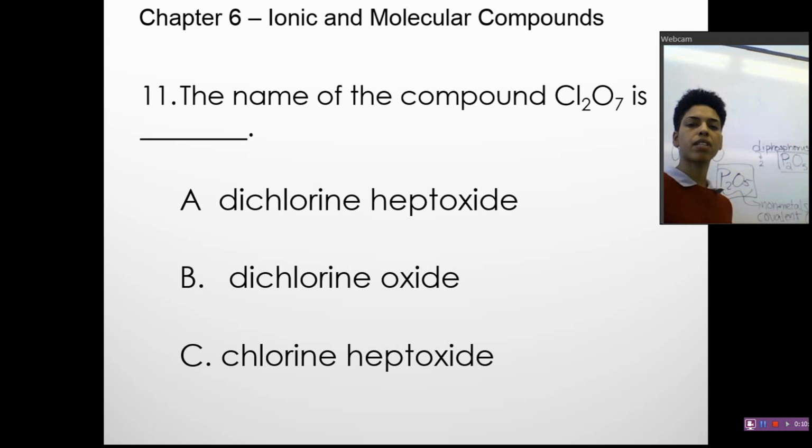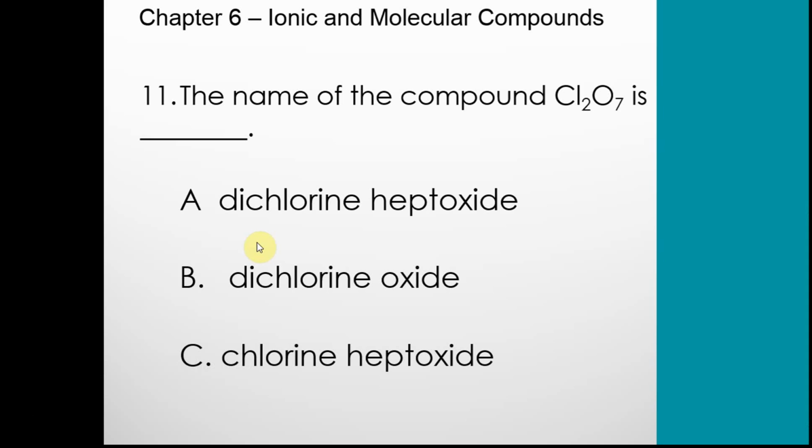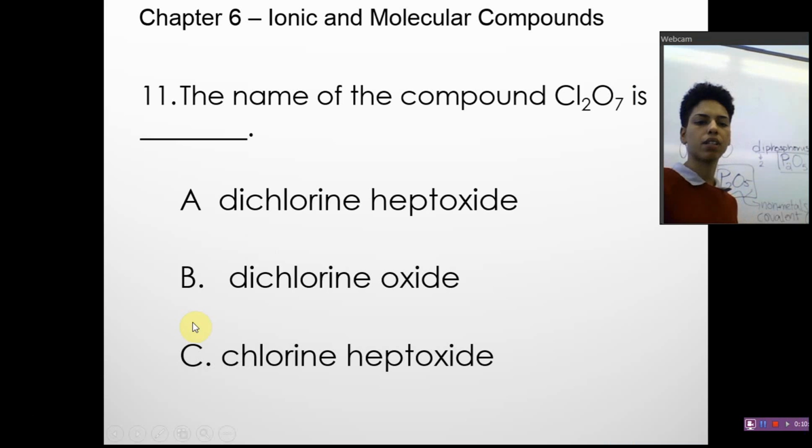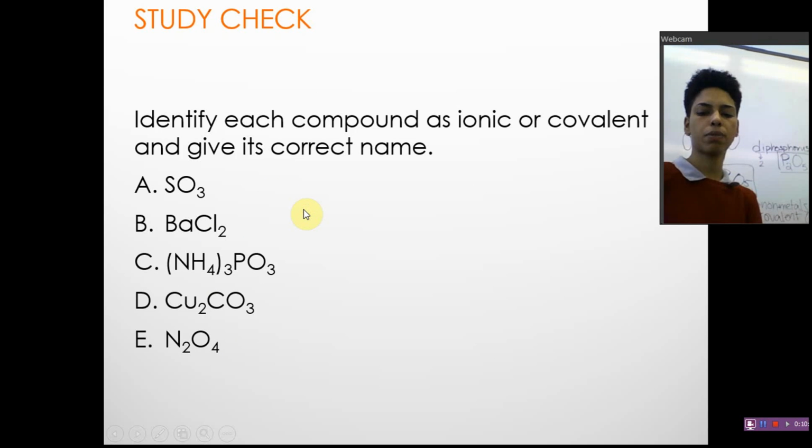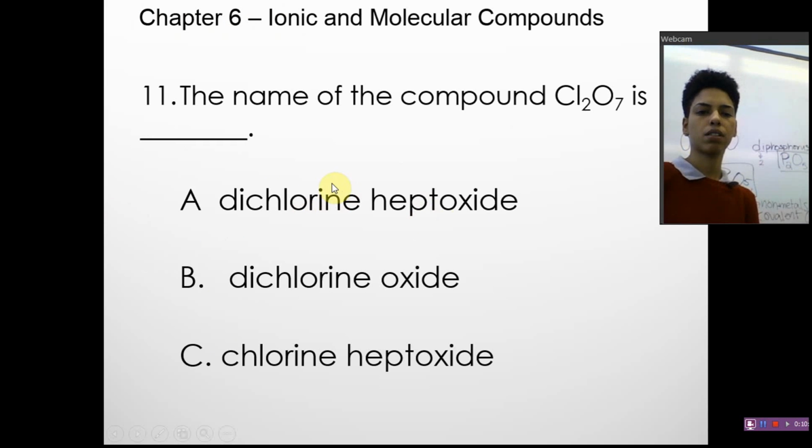Name the compound Cl2O7. Well, first you know it's chlorine, and then the second name is going to be oxide, but we've got to give the prefixes. So we've got how many chlorines? 2, and we've got 7 oxygens. So that can't be C because it doesn't tell us how many chlorines we have. So the answer is A, dichlorine heptoxide.